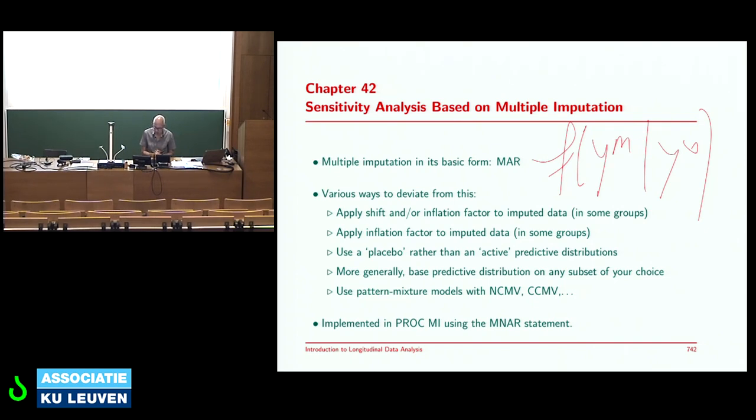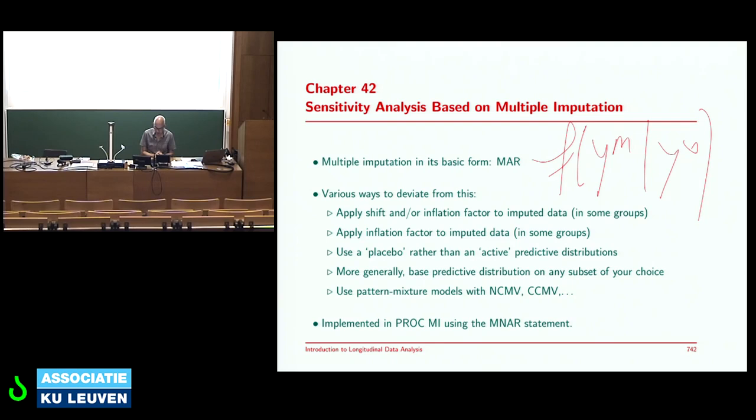One way can be to deviate from ACMV, which is MAR, and go to NCMV, neighboring case missing values, or CCMV, complete case missing values. But you could also say we apply a shift. After people drop out, their blood pressure is going to increase with a certain amount. So we go for the MAR profile, but we add something to it. Or we draw from it, but we assume that after dropout, the variability increases because people go in all sorts of directions. We apply an inflation factor to the variance. Or we can say no. In the active group, people are going to follow the placebo group. That's what we do. So we jump to another group, to a reference group, etc.